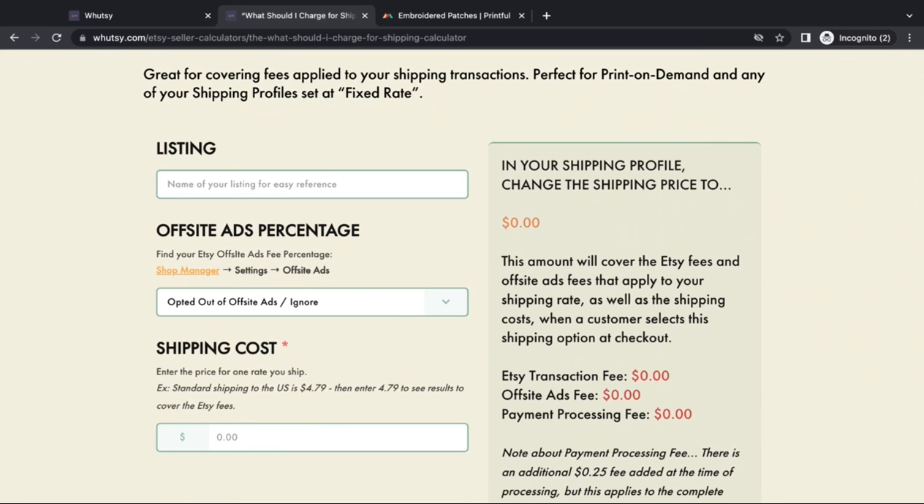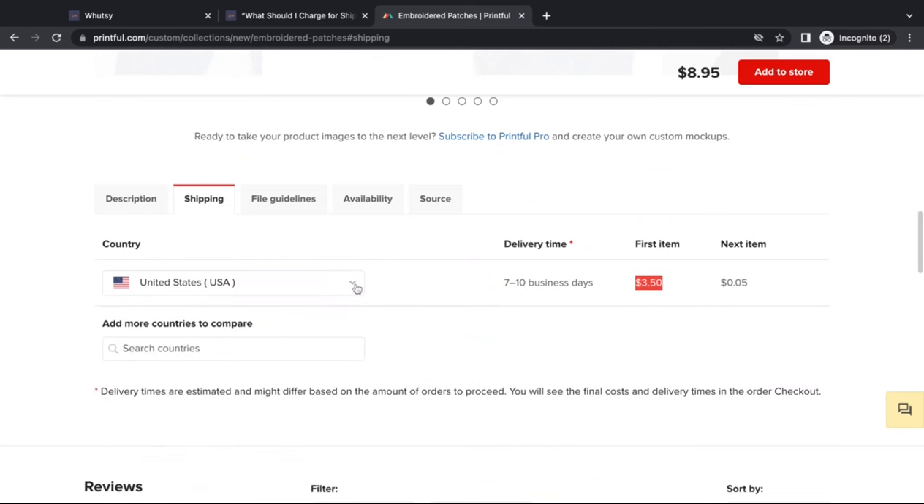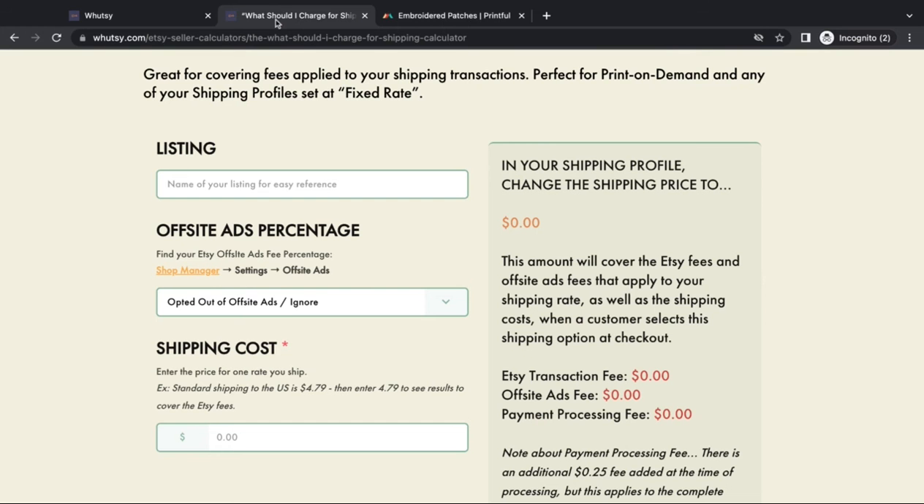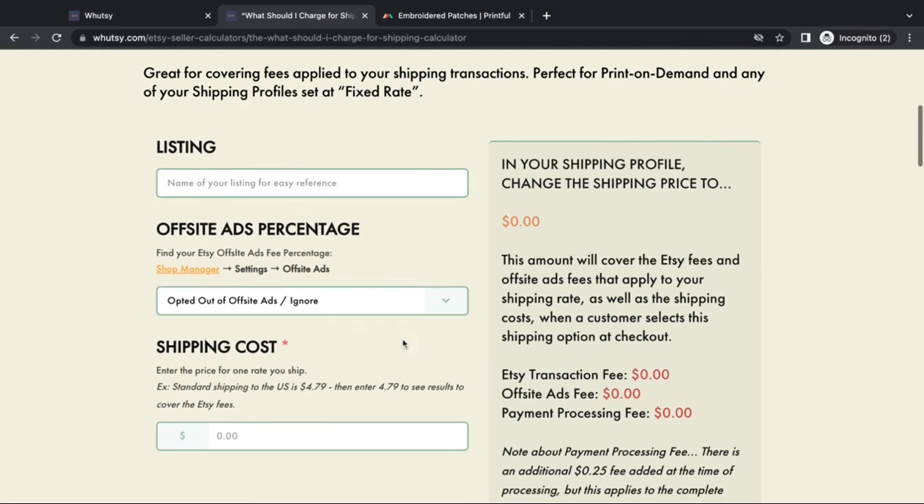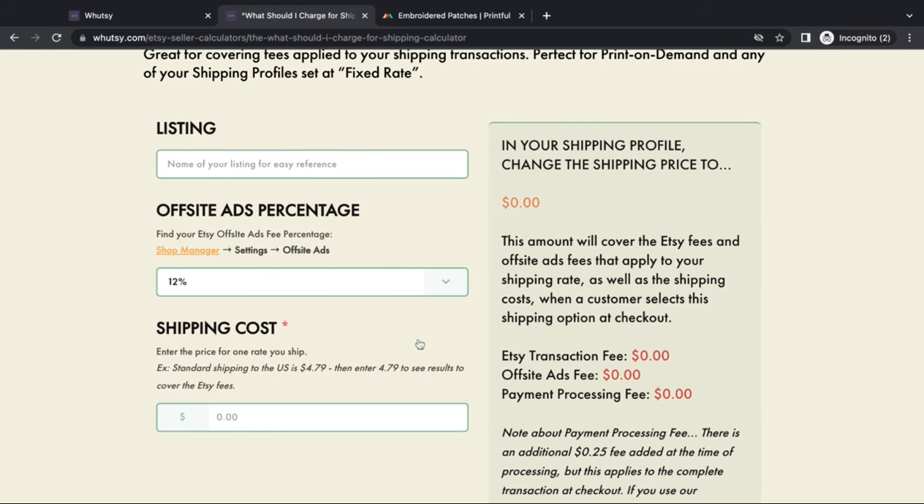And this is a great calculator for print-on-demand shops that sell on Etsy and have shipping profiles set at a fixed rate. So we can go over to Printful for a listing like these embroidered patches, go down through each country, enter these numbers into the calculator, and make sure that we're covering those fees. So do we have offsite ads? That's really important. Do we need to factor that in? And then now we can enter in the shipping cost.